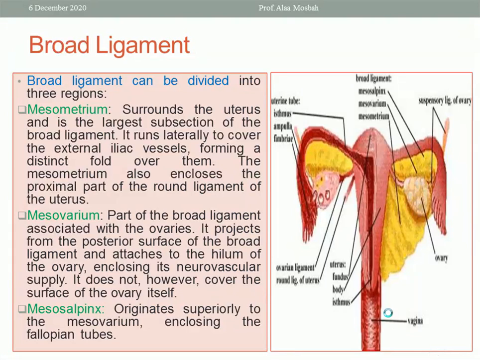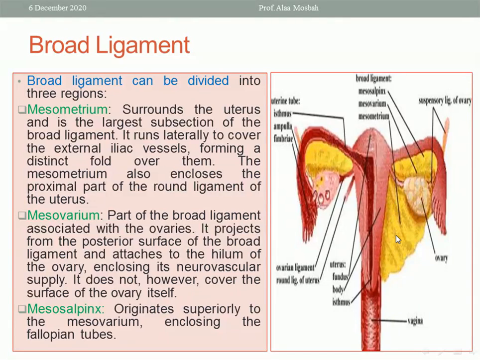What about the broad ligament? The broad ligament is divided into 3 regions. Please look at this picture. I have 3 regions here. Mesometrium, this part, is the largest part of the broad ligament. Meso-ovarium is related to the ovary, attached to the ovary at the hilar region. And the mesosalpinx is related to the fallopian tubes. Let us know more about them.